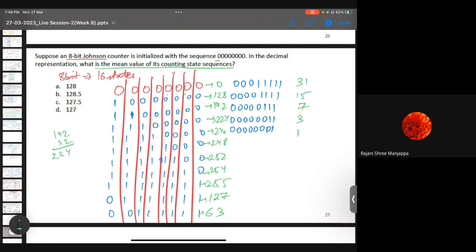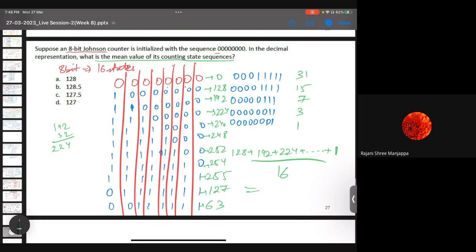So what I'll do is add all these values and divide by 16 to find the average. So 128 plus 192 plus 224 and so on till the last number, which is 1. Maybe you can use your calculator and tell me the answer quickly.